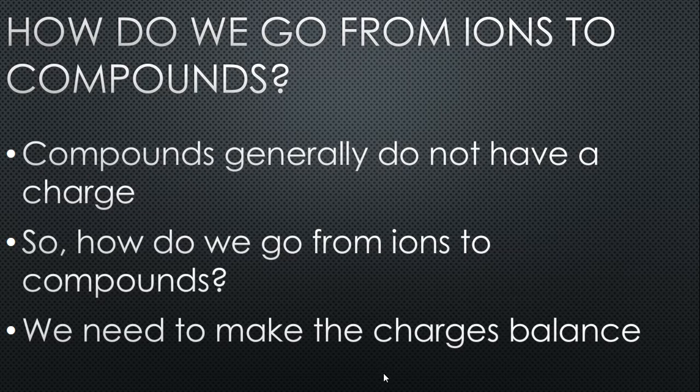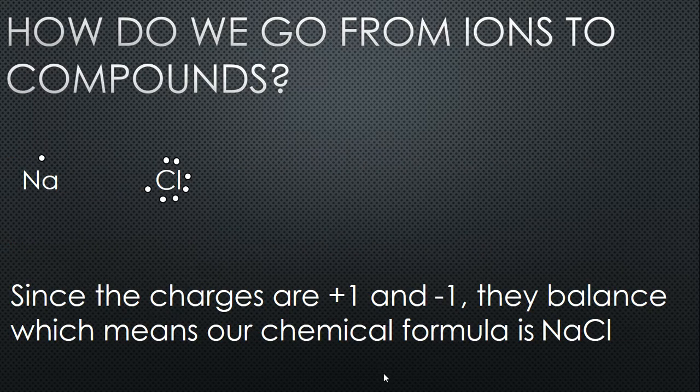So how do we go from ions to compounds? Compounds generally do not have a charge because charged things tend to be less stable in different situations. And if I'm made up of something, I don't want to be made up of unstable things. So we need to make these charges balance to where we have neutral compounds.